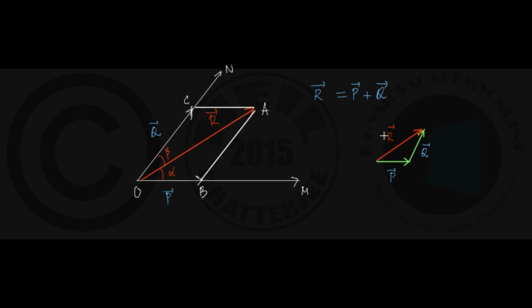This is the resultant. Now that is the triangle law of vector addition. And as I have already said, resolution is the process that is opposite of addition. My job is to do the opposite of that. Suppose here R was given, and I wanted to break it up into two component vectors P and Q.